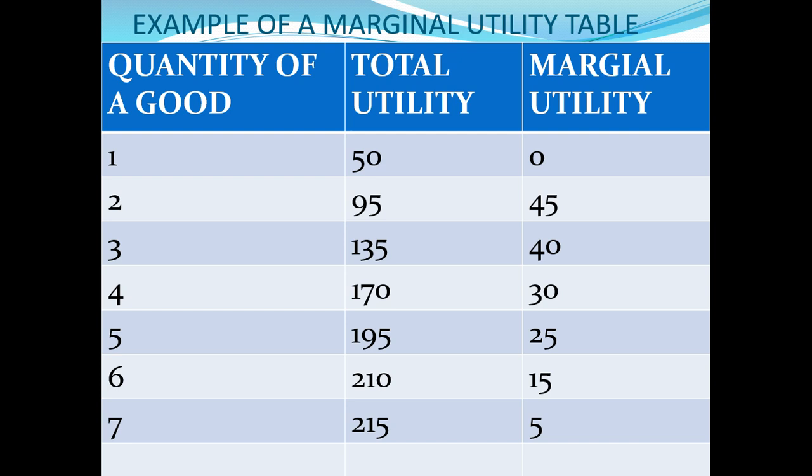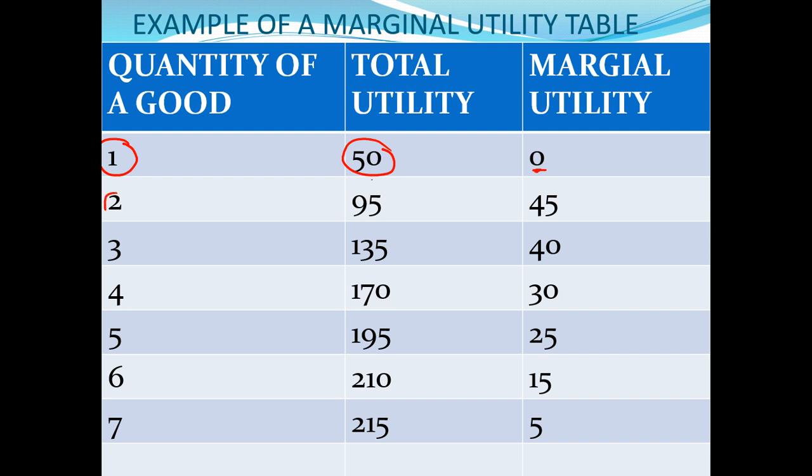So let's try to analyze that using this table. According to the table, you consume the first unit, and your total utility is 50.